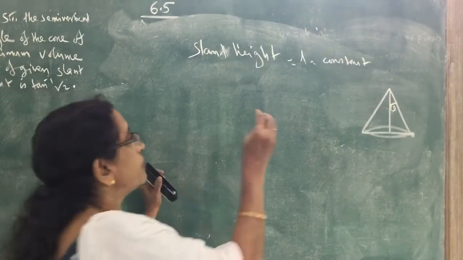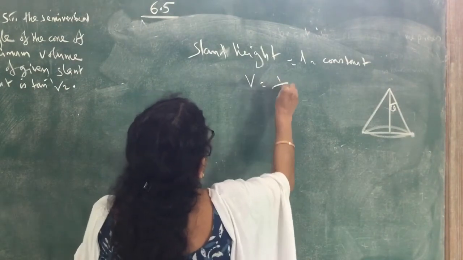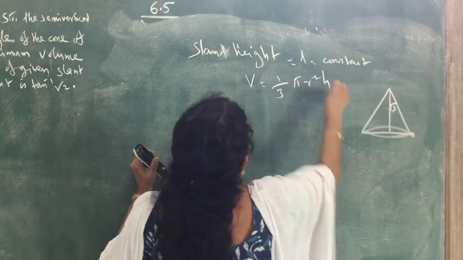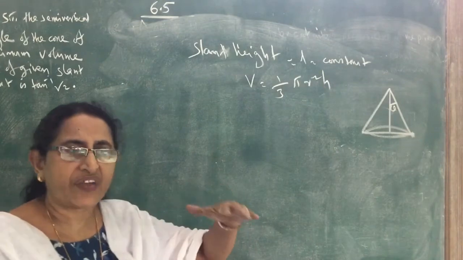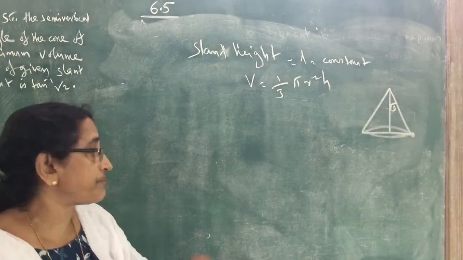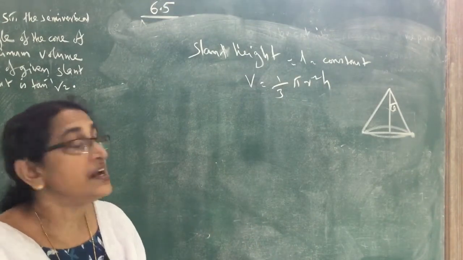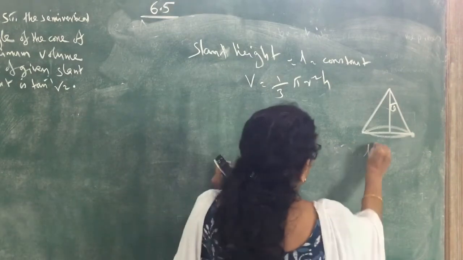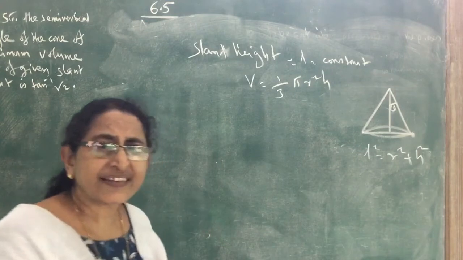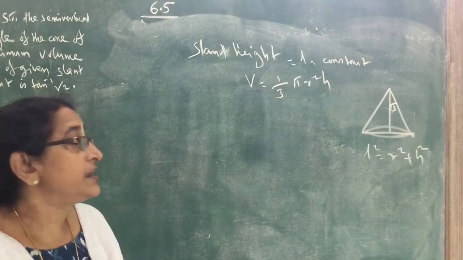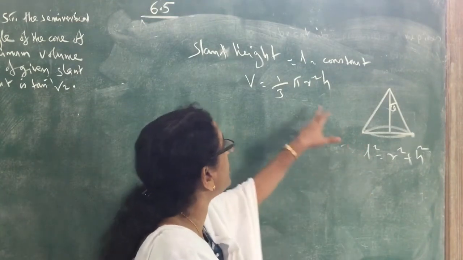What is the volume? Volume of the cone, V equals 1 by 3 pi r square h. So here there are two variables, r and h. So we have to eliminate one variable. For that, given that slant height is constant, we know the relation L square equals r square plus h square. So using that relation, L is constant given, we can eliminate one variable here.